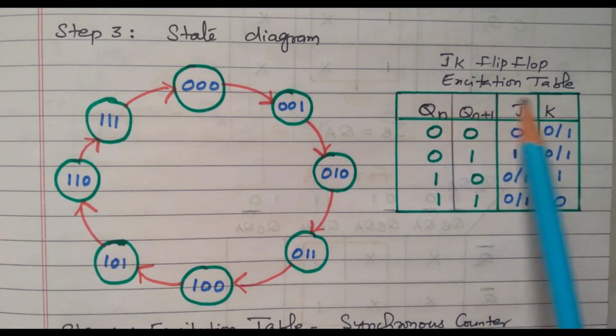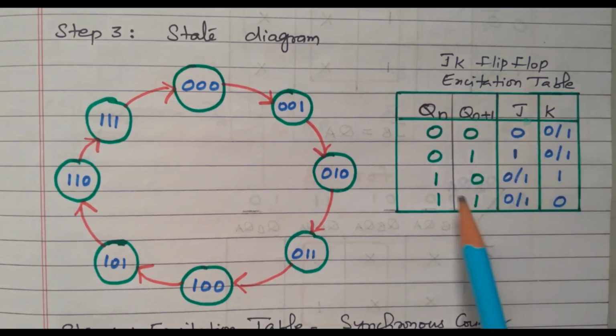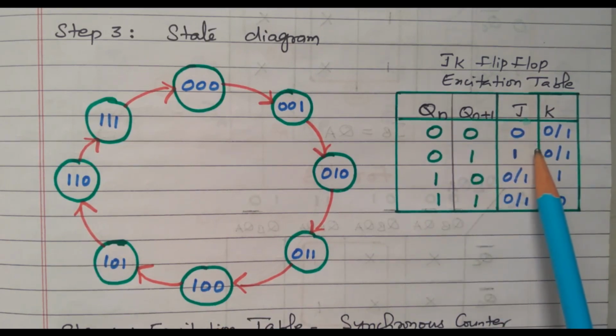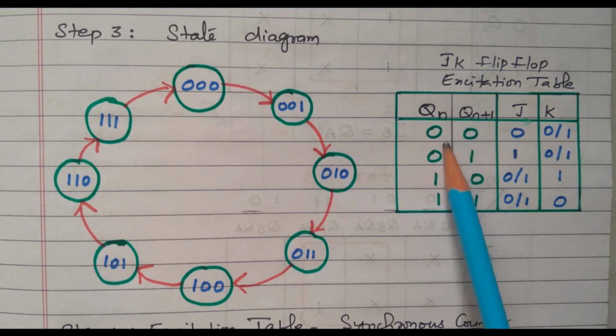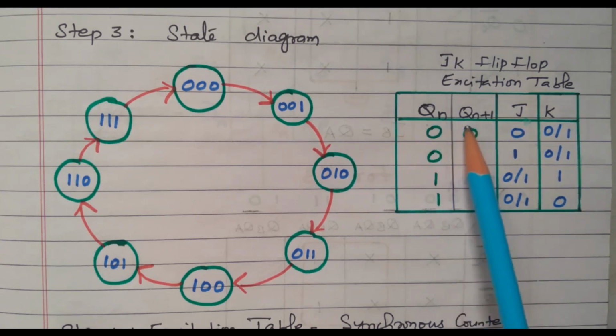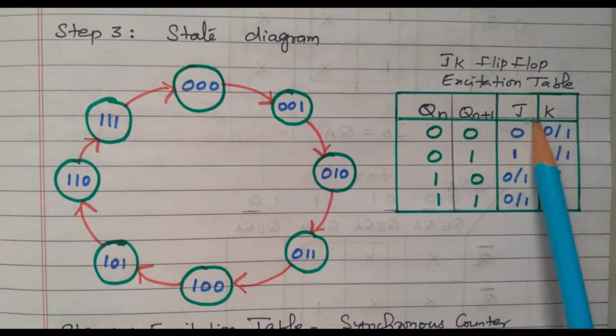Now we are going to use the JK flip-flop. We will see what the excitation table of the JK flip-flop is. What is an excitation table? From the output we can decide what input is required. It is just the opposite of the truth table. In a truth table, from the input we can identify the output. Here, from the output we check what input is required. So this Qn is nothing but the current state, present state. Qn plus 1 is the next state, right? So present state, next state, and J and K are the 2 inputs.